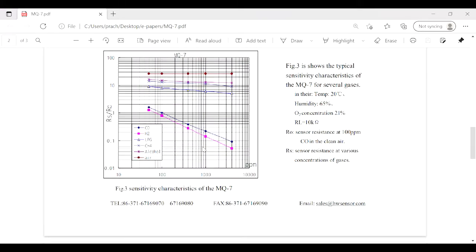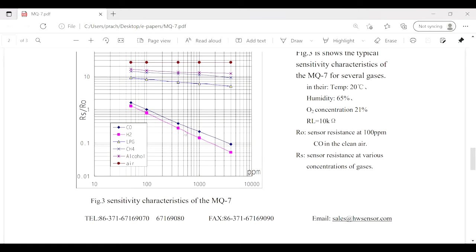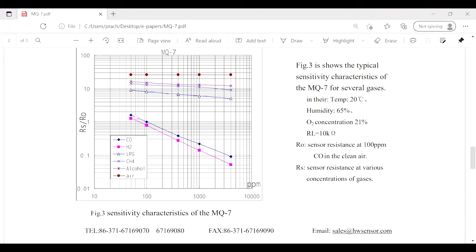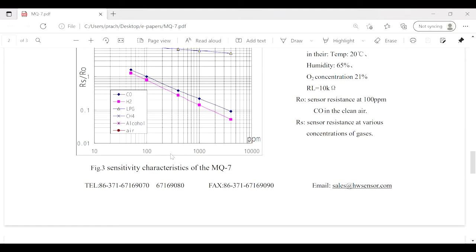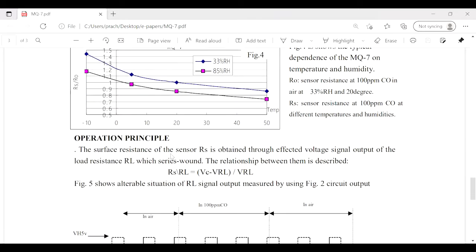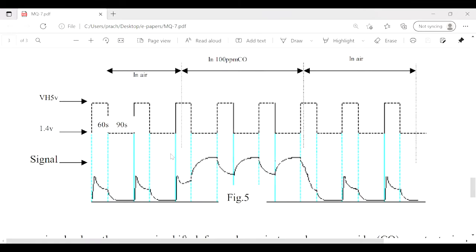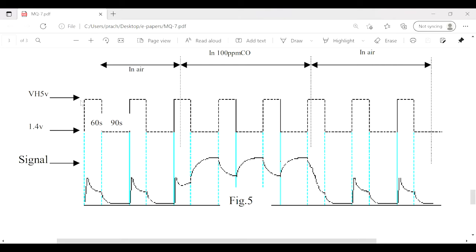And this is the graph which shows concentration versus the resistance. And it has got a very linear relationship between the resistivity and the concentration of gas. And this is the signal that we have to generate: high 5 volts for 60 seconds and low 1.4 volts for 90 seconds. Now let's generate this signal using microcontroller and then connect the sensor to it.